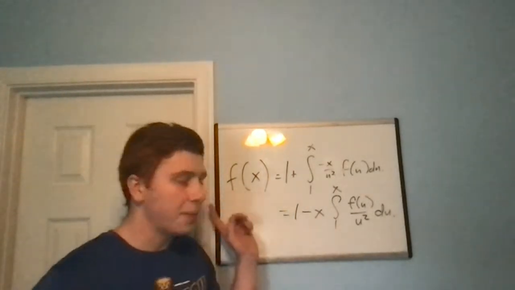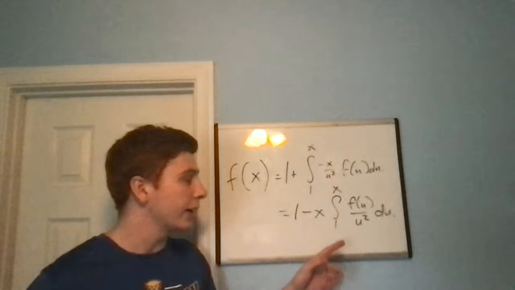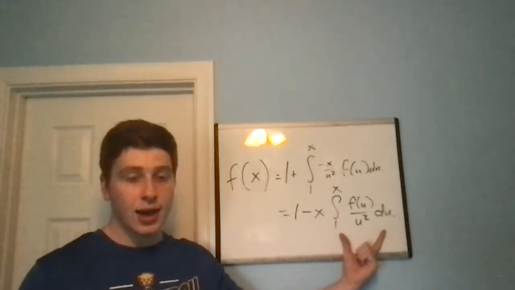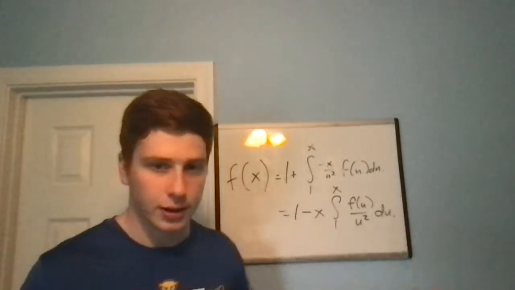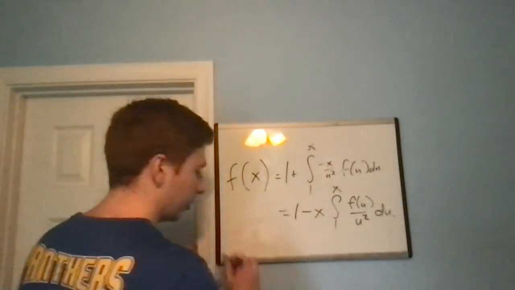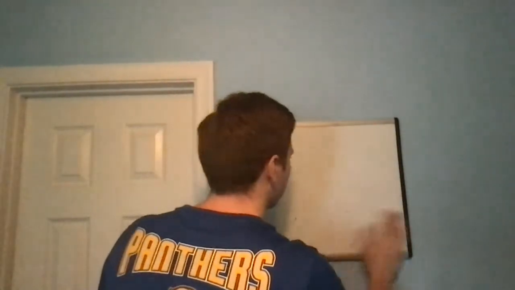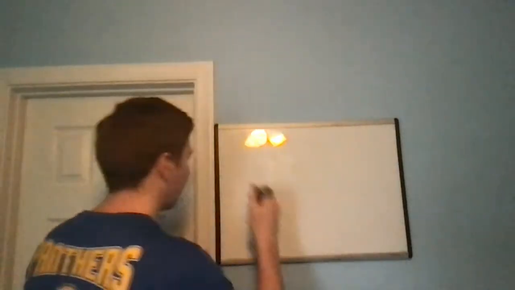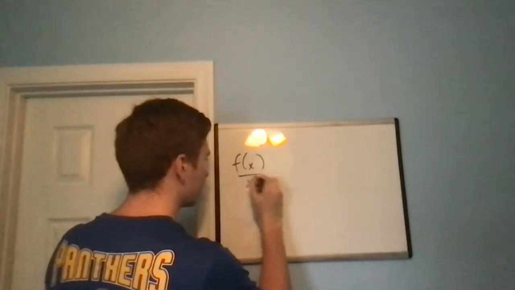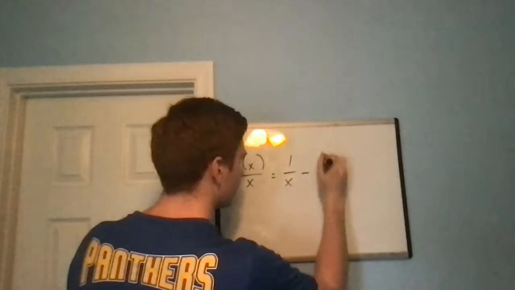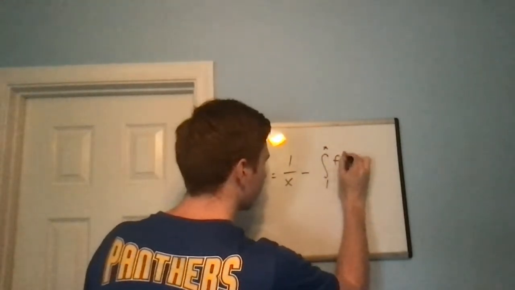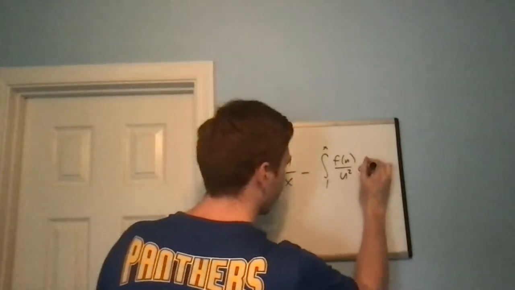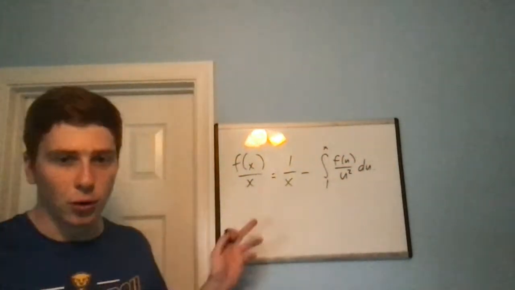So what we want to do is divide by x through this whole thing. We want to clean this so that it's just this, and then when we hit it with the derivative, the integral completely goes away. So we rewrite this as f of x over x equals 1 over x minus this integral. Hope I don't make an algebra mistake. Okay, boom, get that.